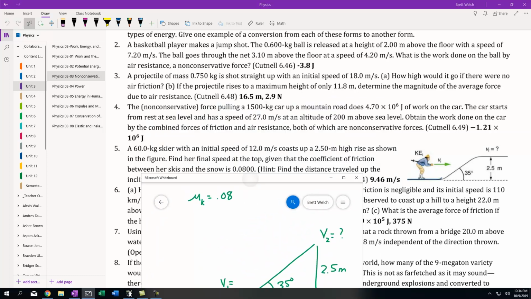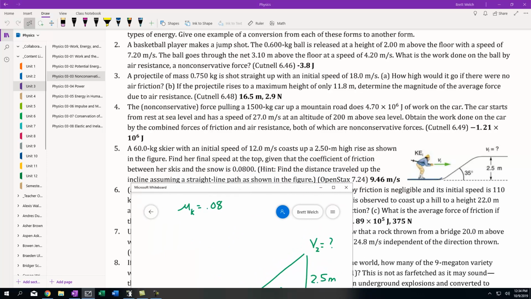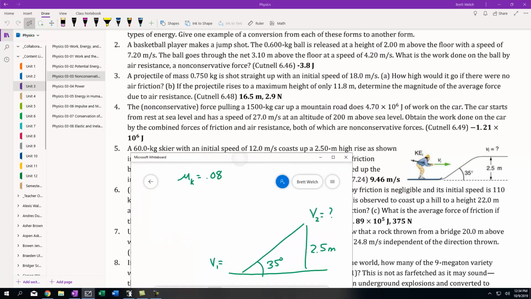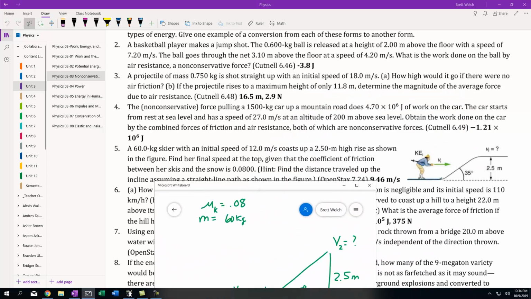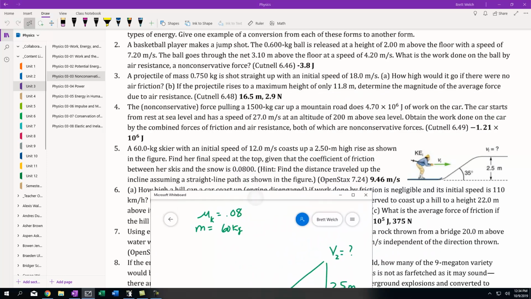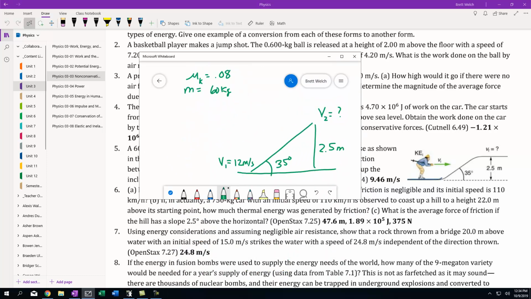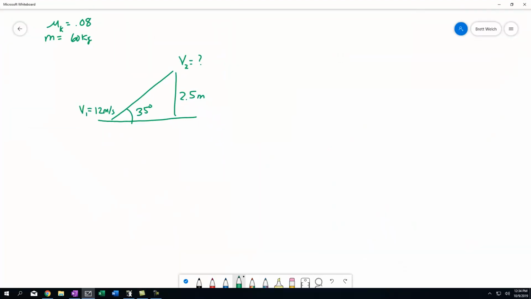In terms of sig figs, this question is set up to be a 3 sig fig answer. Let's grab a couple of these other numbers. The mass of the skier is 60 kilograms. The V1 is 12 meters per second. What else do we got here? And it's 2.5 meter rise. Okay, that's really all that we need to be able to work through this problem.